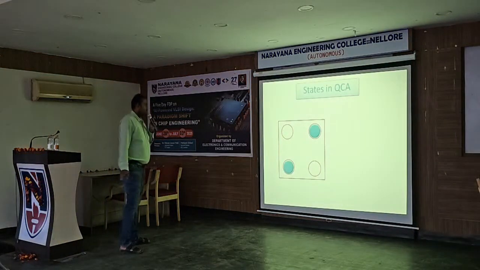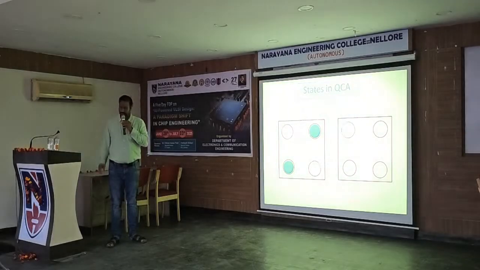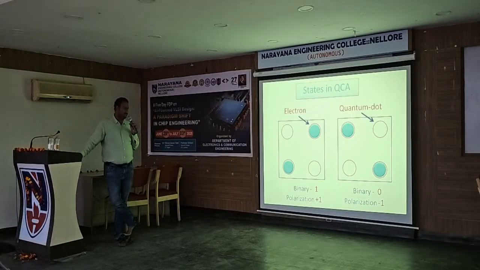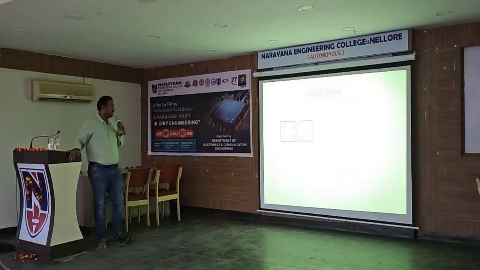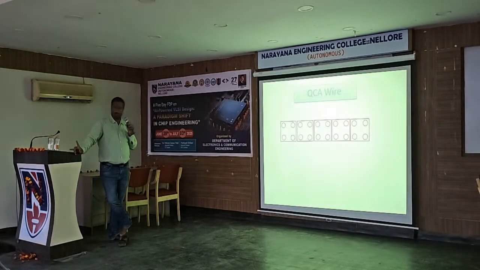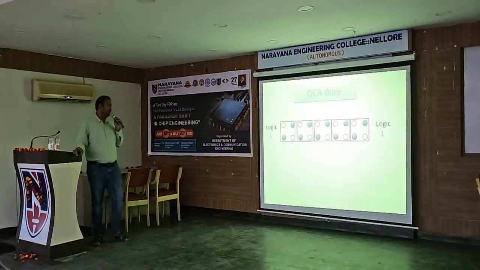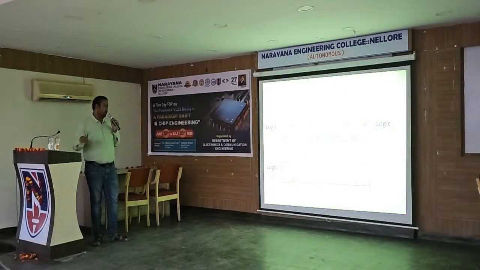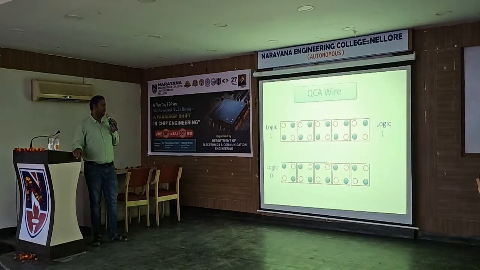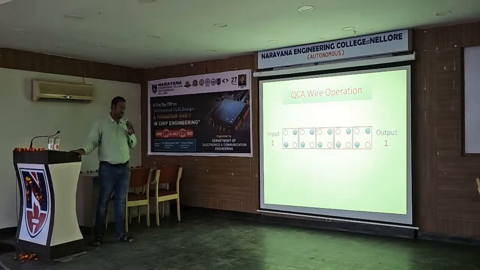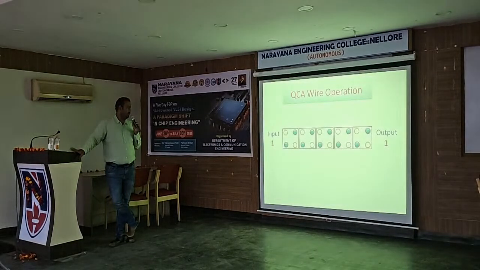See, usually we have two states, 0 and 1. So this is a QCA wire operation. That is how it usually looks like a travel, correct? It is not actually travel, it's a function. Let's say initially logic 1 is there. If I provide a logic 0, what will happen?